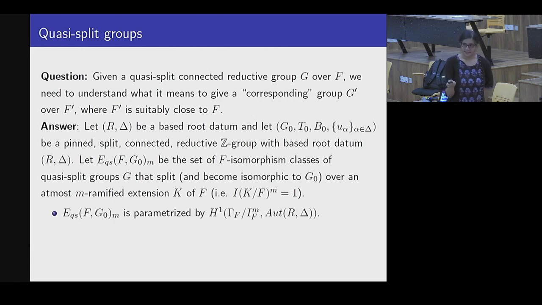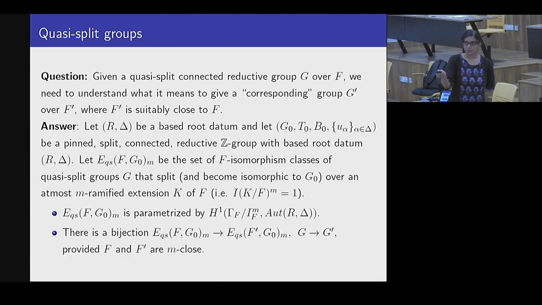Then this is what I was alluding to when I said H1. So this is parameterized by this pointed set H1 of Gamma F mod I F to the M with values in Aut of R delta. Okay, this is more or less a field independent object, and these groups are isomorphic provided the fields F and F prime are M close. So the Deligne isomorphism will immediately give you a bijection between these two sets, basically because it's parameterized by this H1. This is a field independent object attached to this data. And these Galois groups are isomorphic if the fields are sufficiently close.